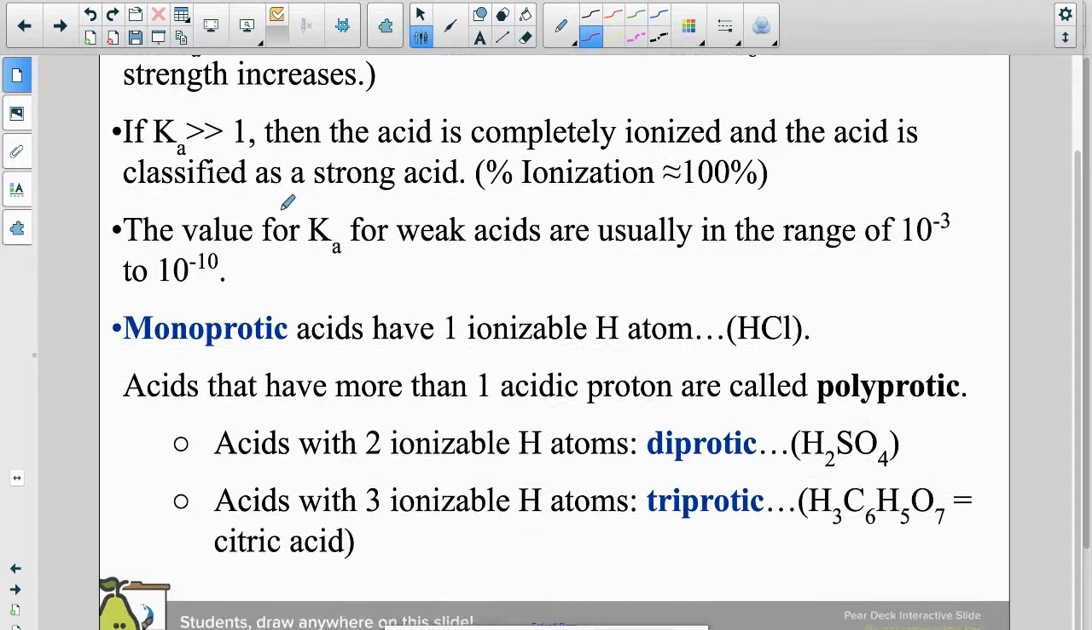So then we talked about polyprotic acids. Polyprotic acids have more than one acidic proton, so things like H2SO4, H3C6H5O7, that's citric acid.